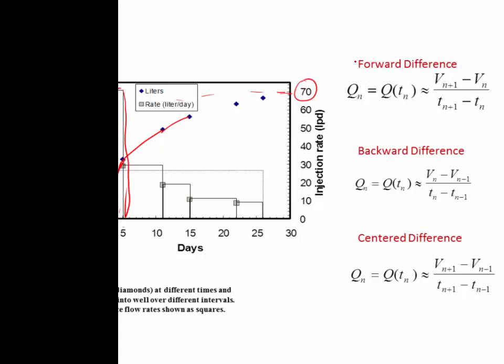So here are the three methods: the forward, backwards, and center differences. And what I'm doing is writing the equations that we saw on the previous slide here in a little bit more general form. What I had before was Q at point 2 equal to V at point 3 minus V at point 2 over T at point 3 minus T at point 2. Okay, that's what I had for the forward difference, but now what I'm writing is Q at N equals V at N plus 1 minus V at N, and so on.